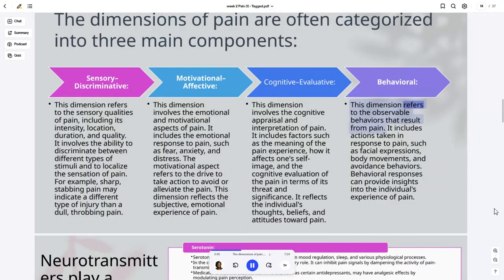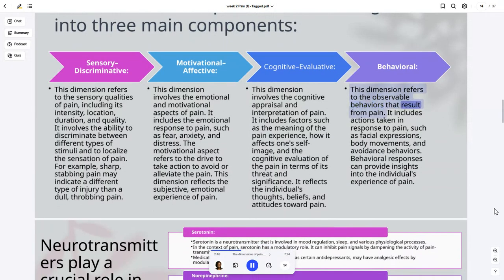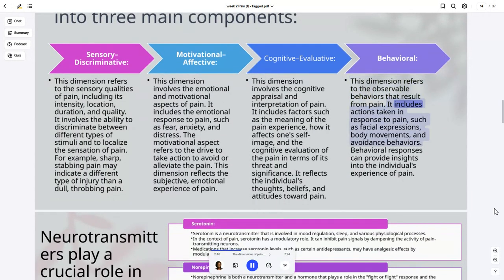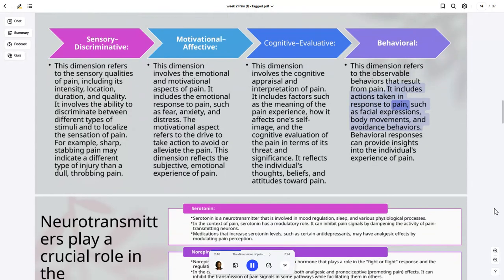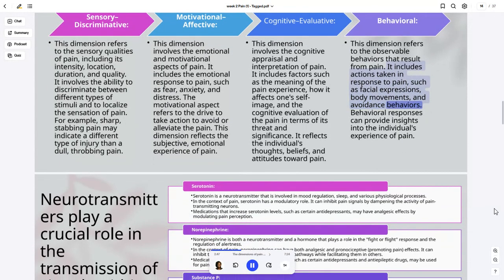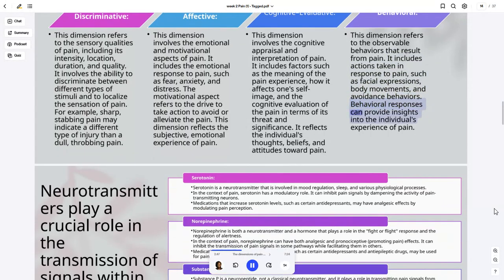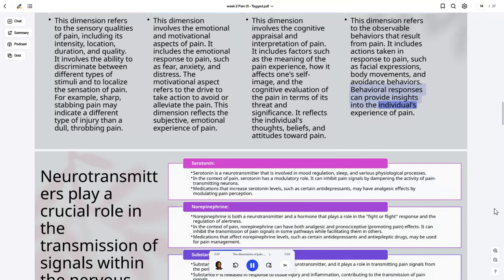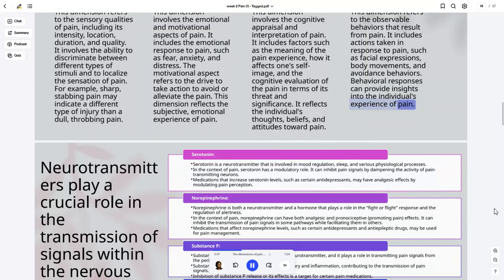This dimension refers to the observable behaviors that result from pain. It includes actions taken in response to pain, such as facial expressions, body movements, and avoidance behaviors. Behavioral responses can provide insights into the individual's experience of pain.